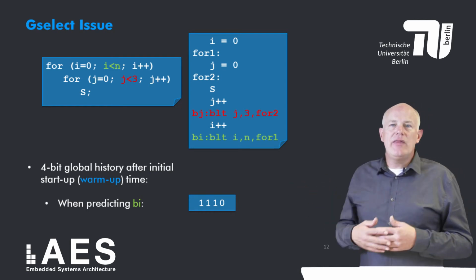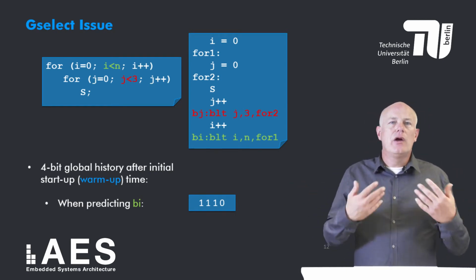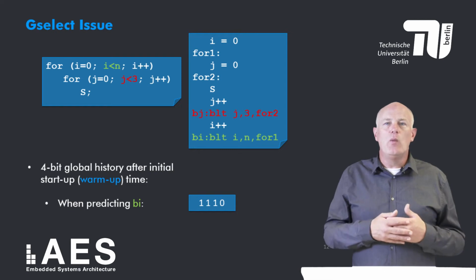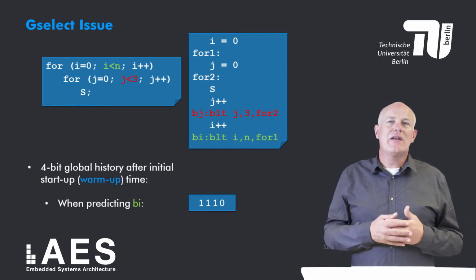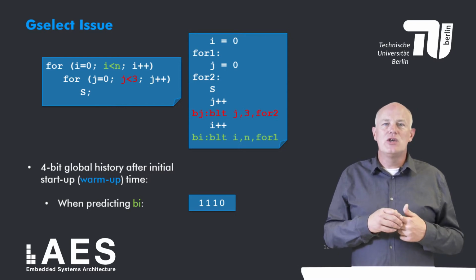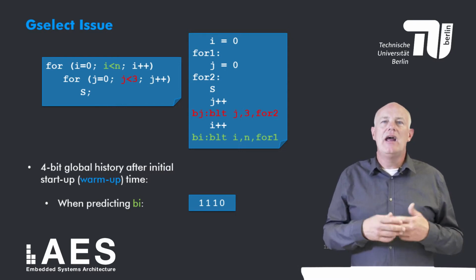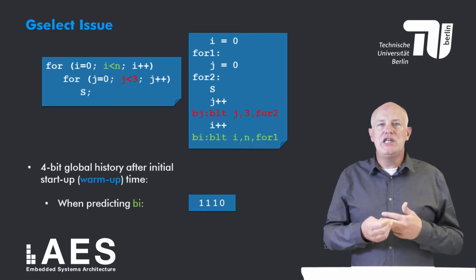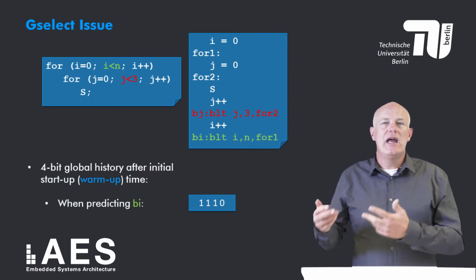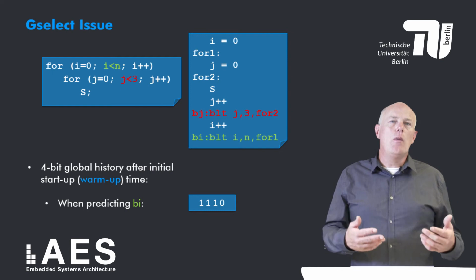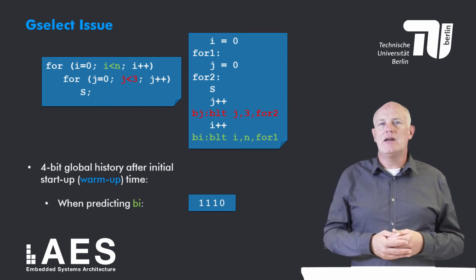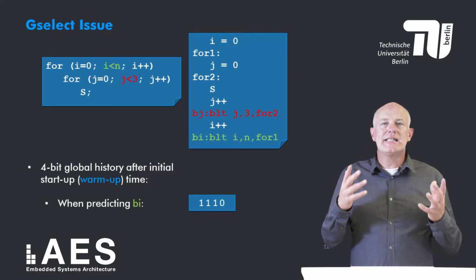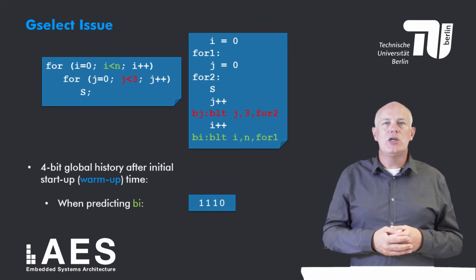Now it can be seen that when bi is predicted, the global history will always be 1110, since the previous 4 branch executions were 1 execution of the bi branch and it was taken, and 3 executions of the bj branch and it was taken twice and then not taken. If the global history is always 1110 when bi is predicted, then only one of the 16 counts available to bi is used, which is very ineffective.